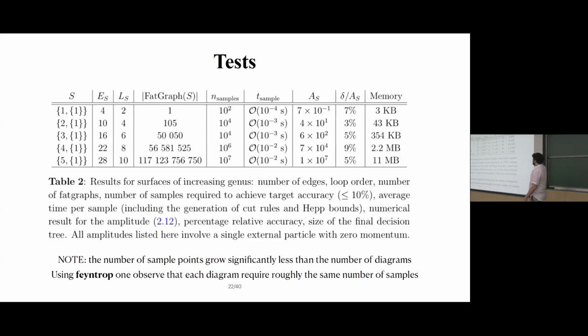Because if you try to evaluate just a few of the diagrams contributing to the amplitude with the standard method, the Feintraub algorithm introduced by Michael Borinsky, you will see that the number of sample points required to achieve that precision is roughly the same that you require for the entire amplitude. So this dual way of sampling is buying us a lot. Instead of having to generate all these diagrams and this number of samples per diagram, more or less we need just that number for the entire amplitude.